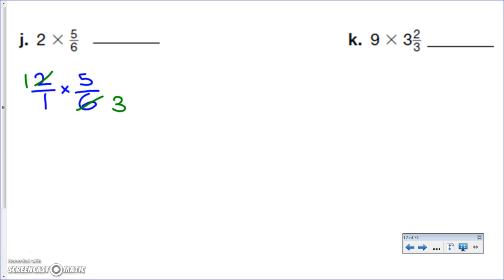Now we're just going to multiply across. 1 times 5 is 5. 1 times 3 is 3. We know 3 goes into 5 once with 2 left over, so we're going to have 1 2/3.